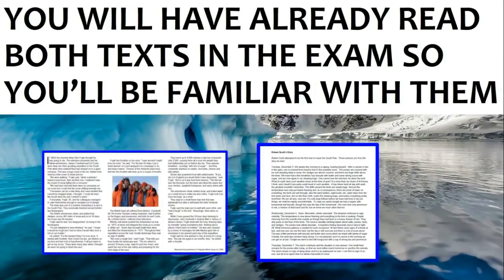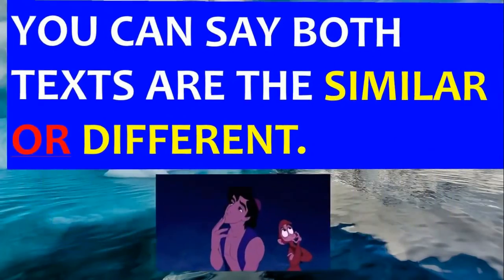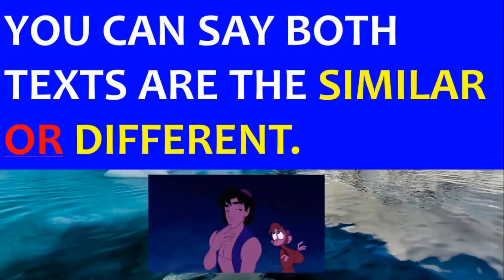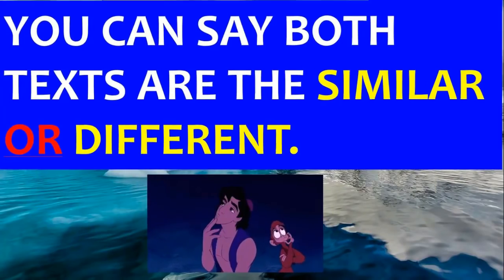So you would already have read both texts in the exam. On questions 1, 2, 3 and 4, you've already read these texts, so you're going to be familiar with them. So it probably means you're going to be skimming on this question rather than reading the whole thing and taking 10 minutes or so to do so. You can say both texts are the same or different. In fact, you probably will be saying that.